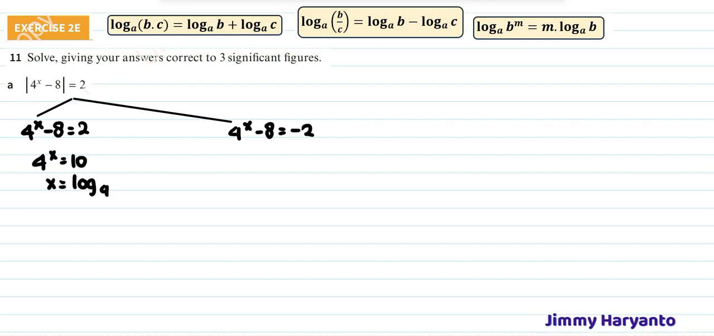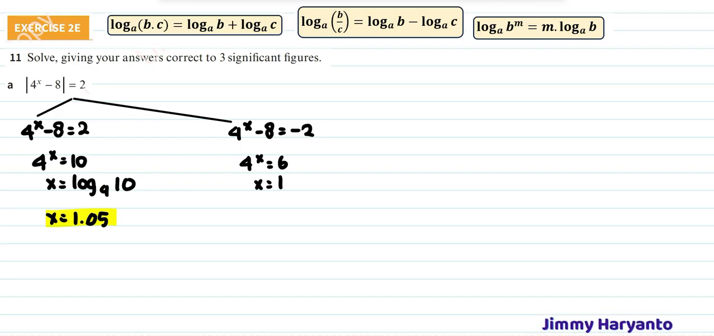You will have logarithm of 4 and then 10. And then calculate this one. You will have 1.05 as the result. And then the second one will be 4 to the power of x equals 6. x equals logarithm of 4 and 6. x equals 1.29. Okay, so this is the final answer.